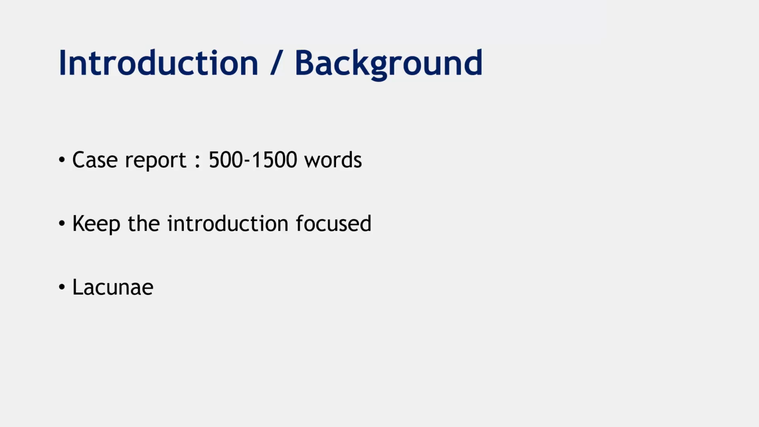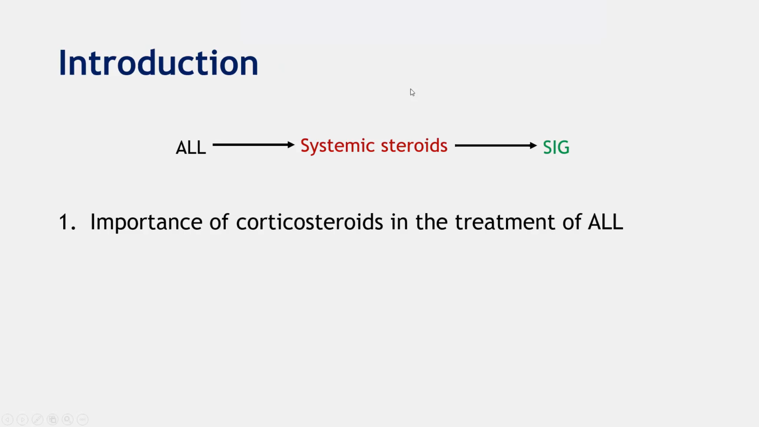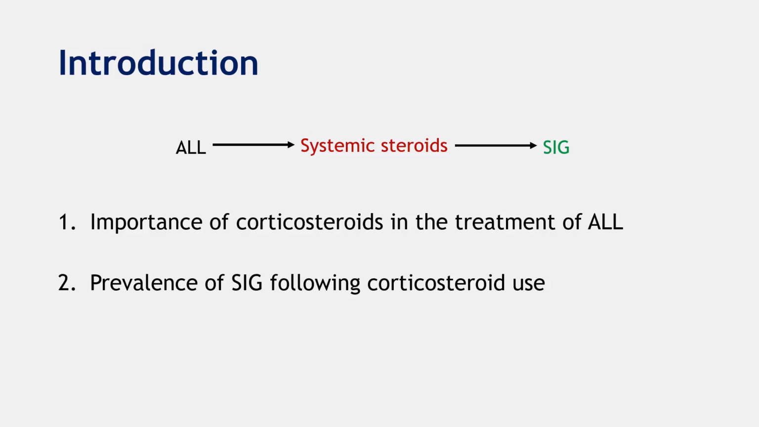Now, how do you keep the introduction focused? What are the points that we need to include in this particular scenario? Here, what we can talk about is the importance of steroids in the treatment of ALL. We don't have to talk about the different treatment modalities that we have for acute lymphoblastic leukemia. Just talk about the role of corticosteroids there. And then the next thing you can talk about is how many of those taking systemic steroids can develop steroid-induced glaucoma. And finally, you talk about the lacunae.